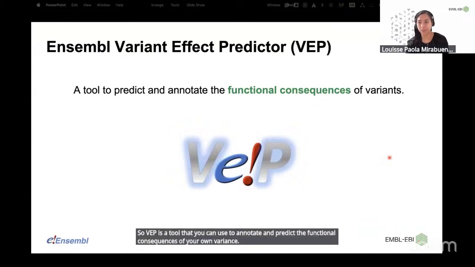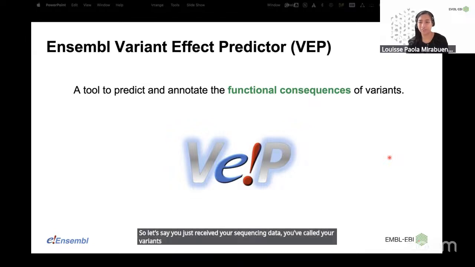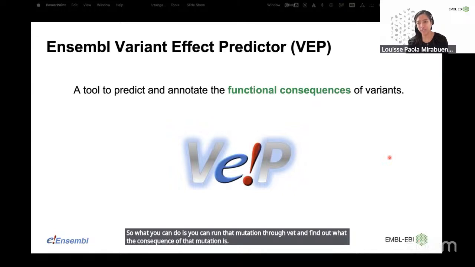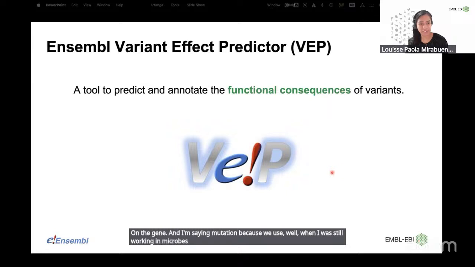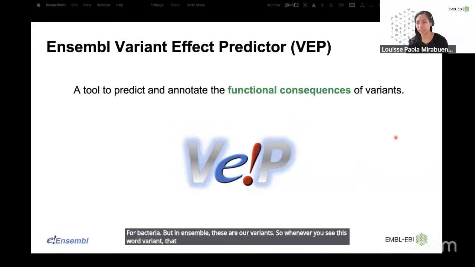So let's say you just received your sequencing data, you've called your variants from the data, and you found a variant or a mutation in the genome. So what you can do is run that mutation through VEP and find out what the consequence of that mutation is on the gene. And I'm saying mutation because when I was still working in microbes, we used the word mutation for bacteria, but in Ensembl, these are variants. So whenever you see this word variant, that's just referring to a mutation in the genome.